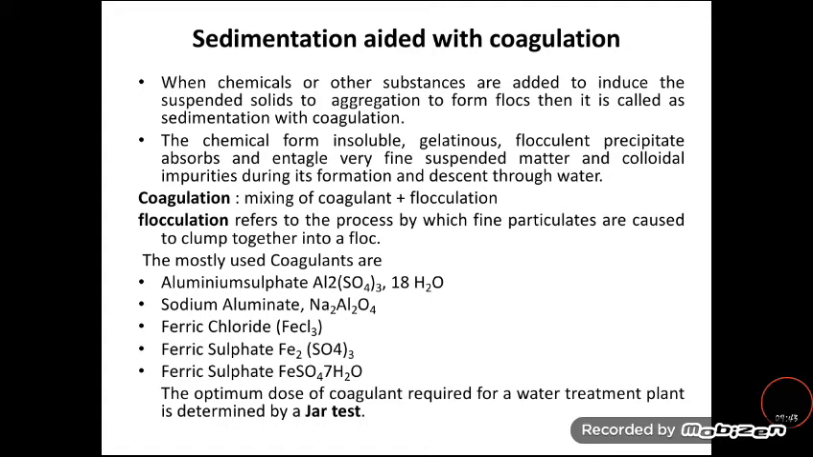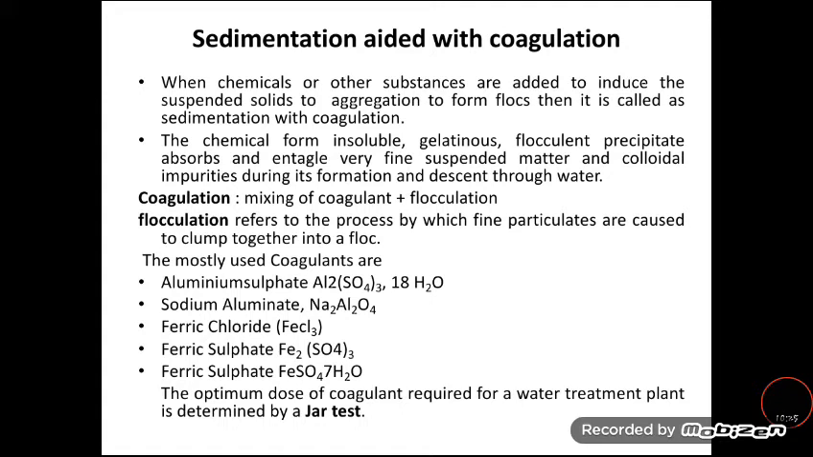Here the chemicals form insoluble, gelatinous or flocculent precipitates. These will be added in dry or wet form. Coagulation is the mixing of the coagulant, and flocculation is where the fine particles are caused to clump together, so the agglomeration process takes place. After that, the particles tend to settle down because they are bigger in diameter and also higher in specific gravity.